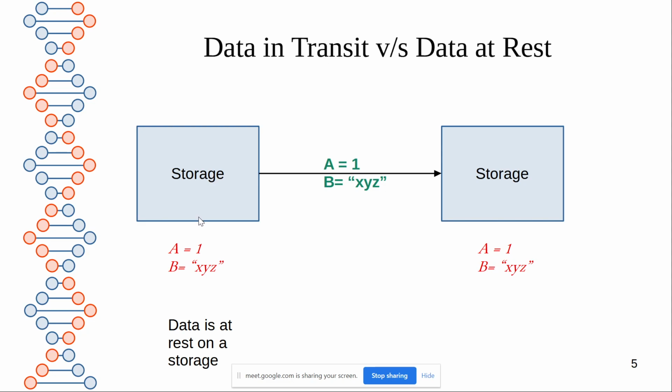So here is an example: data A is equal to 1 and B is equal to XYZ is on a storage device over here. Then I send the data to some other hard disk or some other pen drive or some other browser or some other application or some other program.